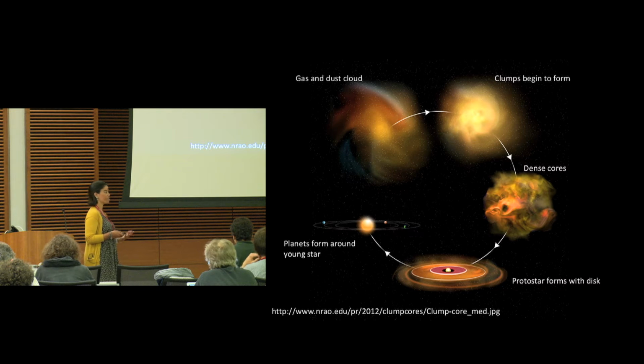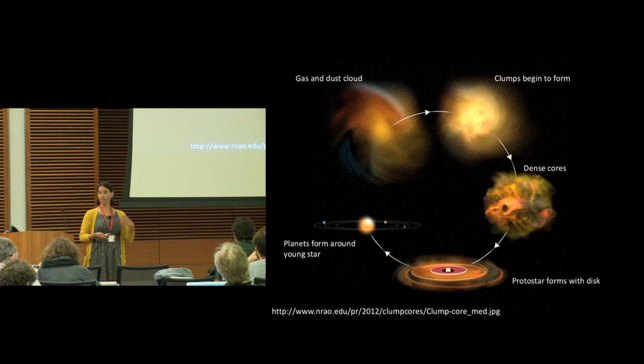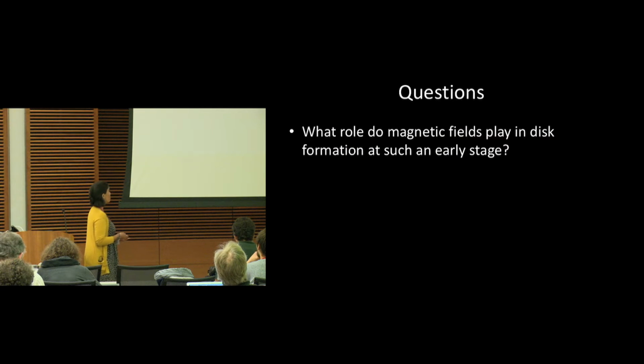So today I'm going to be talking to you about smaller size scales, and how they influence disk formation. The reason that we care about this is that this is where planets form, and this is also likely where binaries form. Some questions that motivate this work are, what role do magnetic fields play in disk formation at such an early stage?